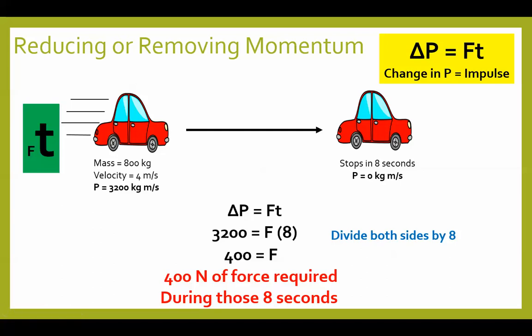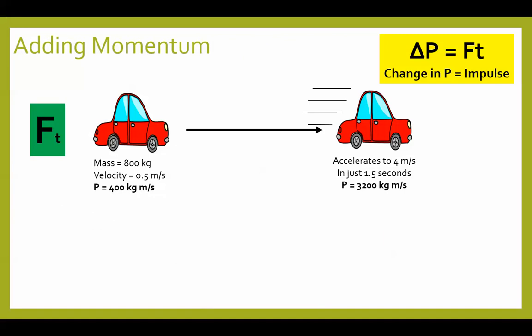So let's just slow something down. Let's talk about making something go faster. This time I have a car, we're not going to deal with something that's stopped. We're going to have a car, same car as before, but now this car is moving a half meter per second. So it's just creeping along, moving pretty slow. When I figure out the momentum here, we've got 400 kilogram meters per second.